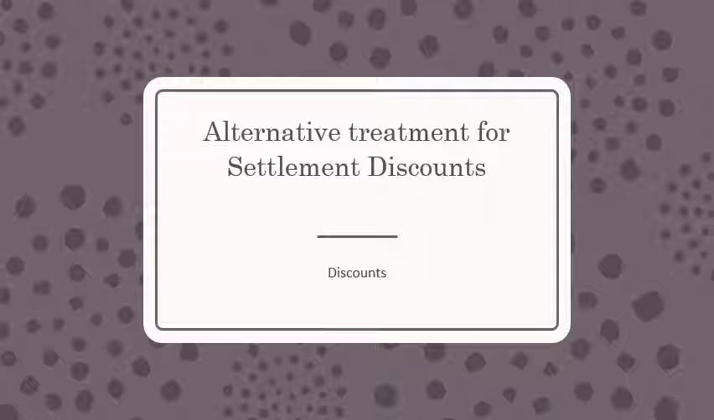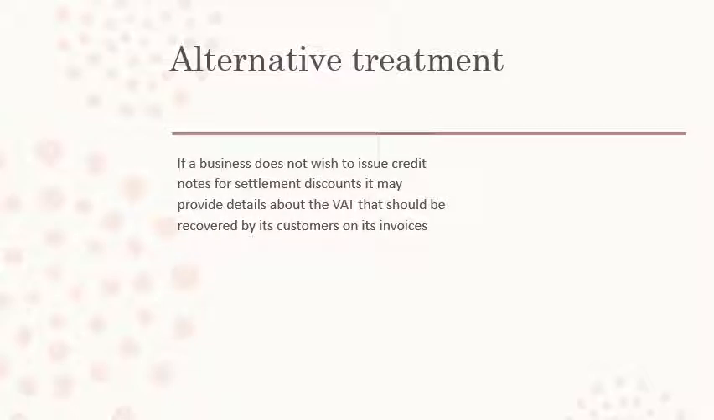Very briefly and lastly, I just want to mention that there is also an alternative treatment for settlement discounts. So far what we've said is that when a settlement discount is taken up, a credit note will be issued. But if a business doesn't want to issue credit notes for these settlement discounts, it can provide further information on its sales invoices, telling the customer what they should do in the event that settlement discounts are then taken up.